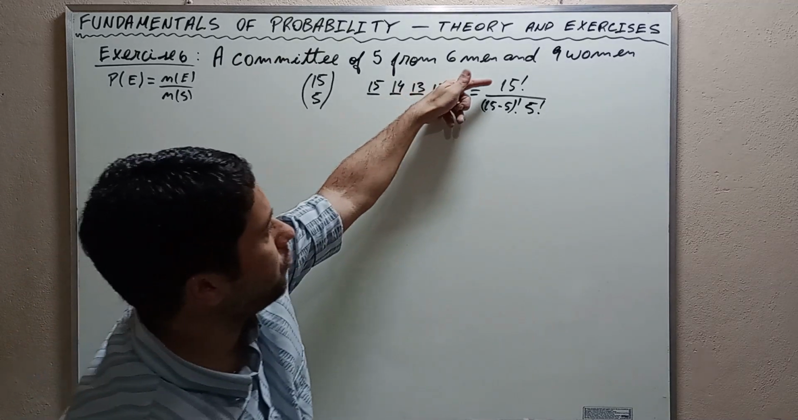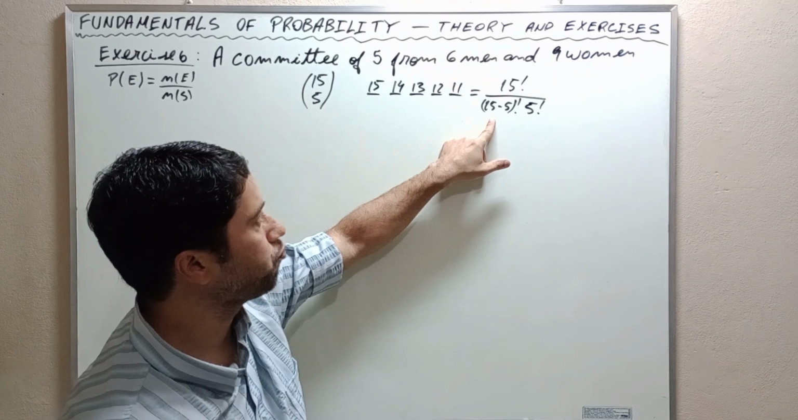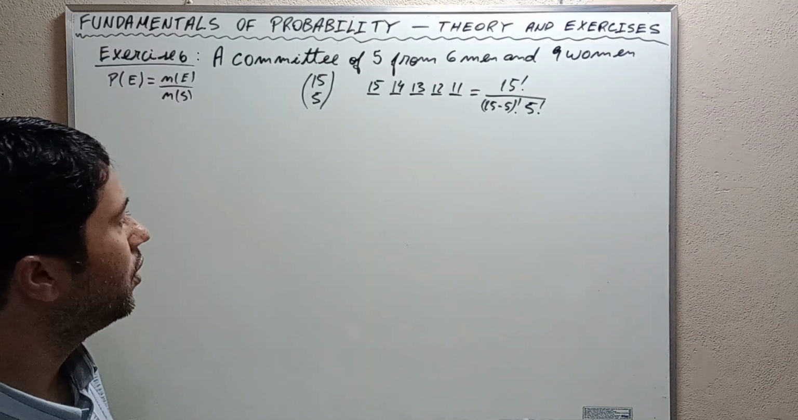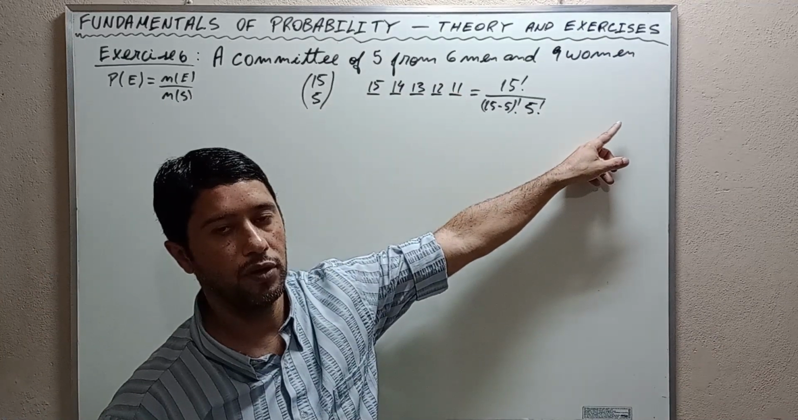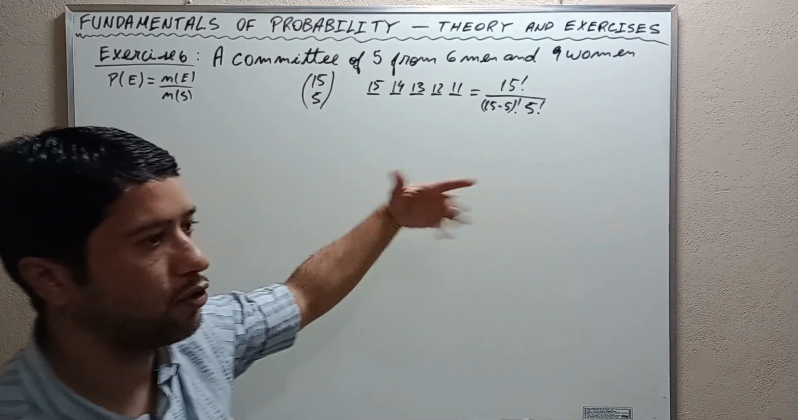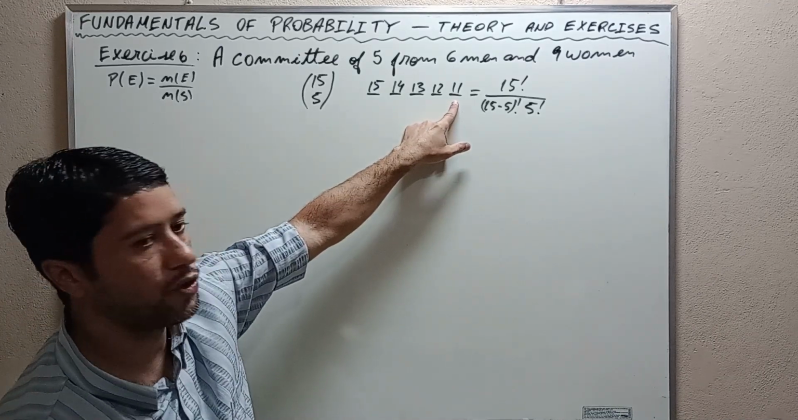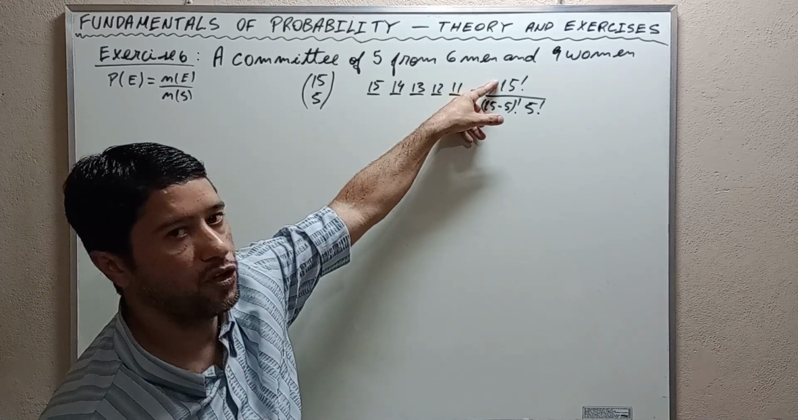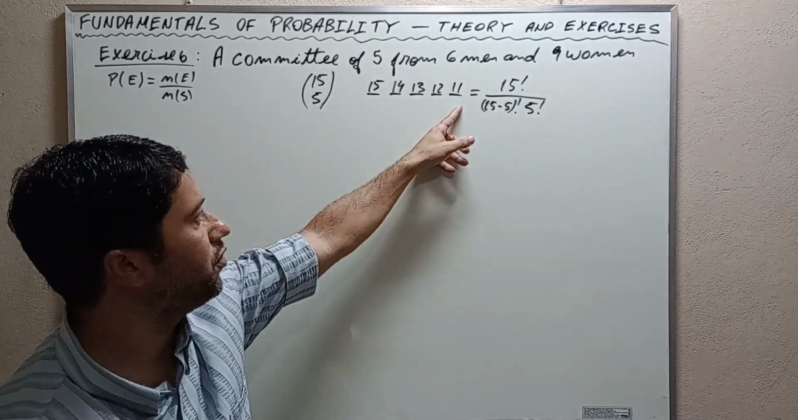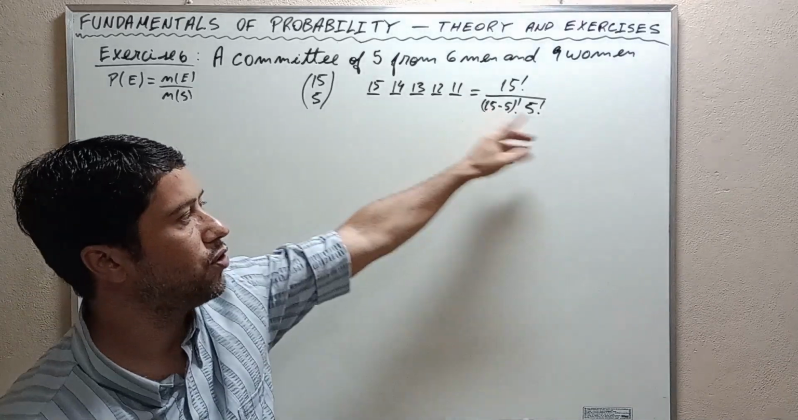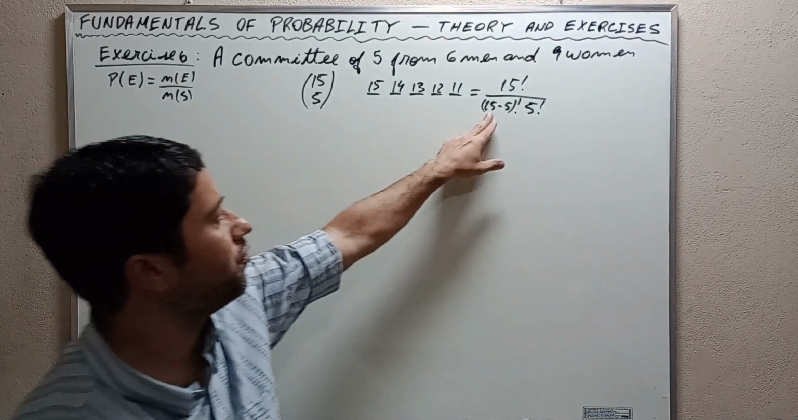This part here you understood: 15 factorial divided by (15 minus 5) factorial. What does it represent? It represents the factorial of 15, but we don't go all the way to the end of the factorial, multiplying 3, 2, 1. No, we stop here, because we don't have 15 positions for these 15 people. We have only 5 positions. That's why we stop here instead of going all the way to the end of the factorial. This part is easy.